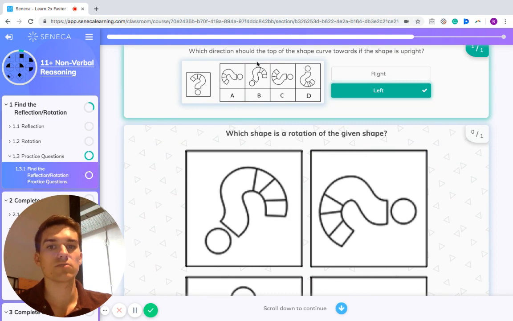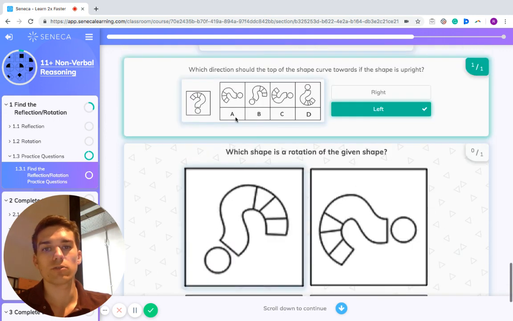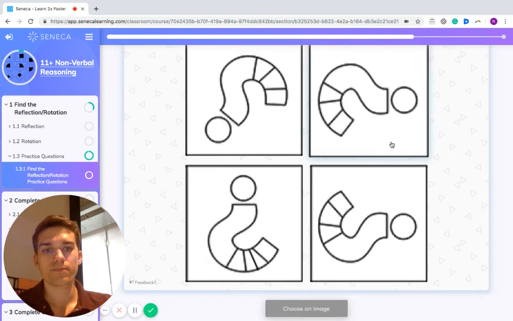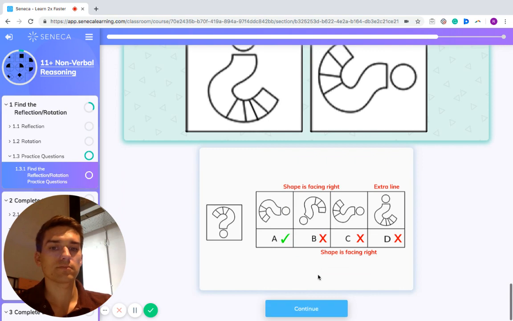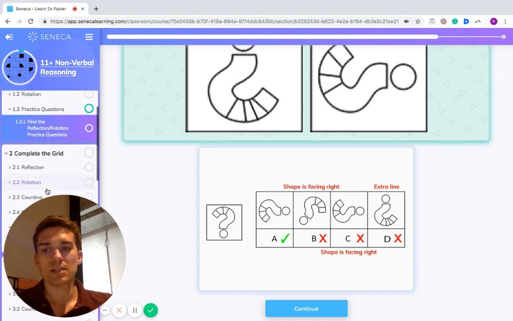This will rotate around to the right, so that's wrong. This will also rotate around to the right. And this will rotate around to the left. So it's either A or D. Now you'll see in D you've got 4 lines, whereas in A you've only got 3. We've got 3 in the question. So it's going to be A because that's got the correct number of lines. As I said, A is correct. The shape is facing right in B, and the same in C, it's facing right, and there's an extra line in D.